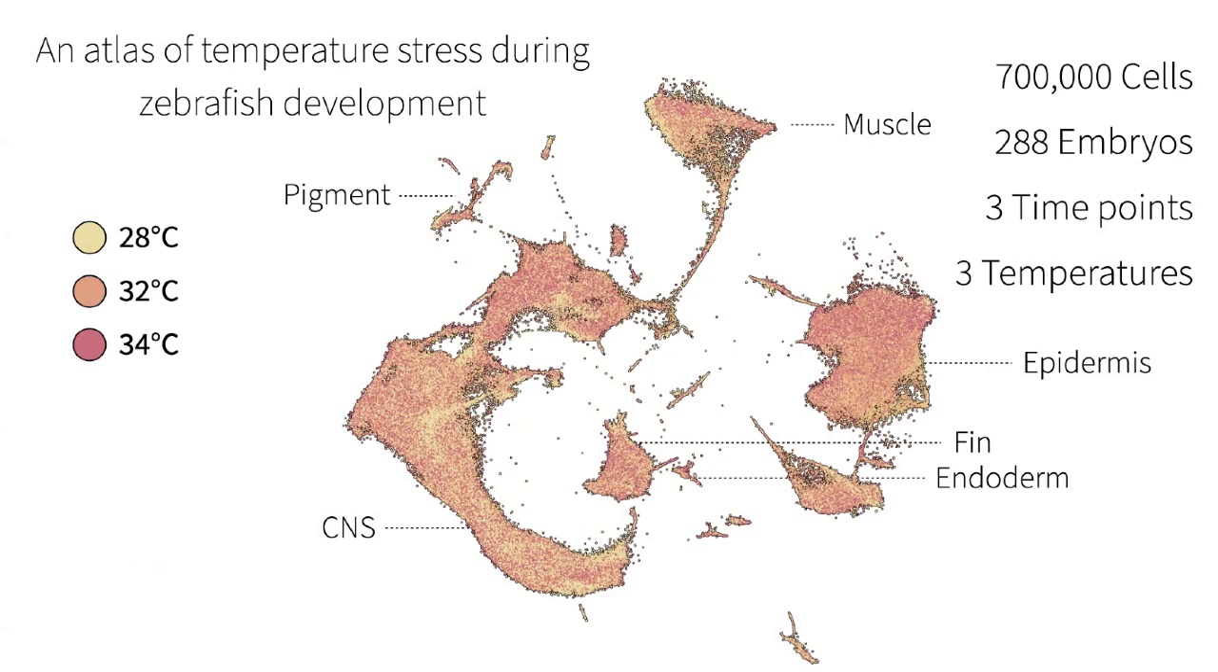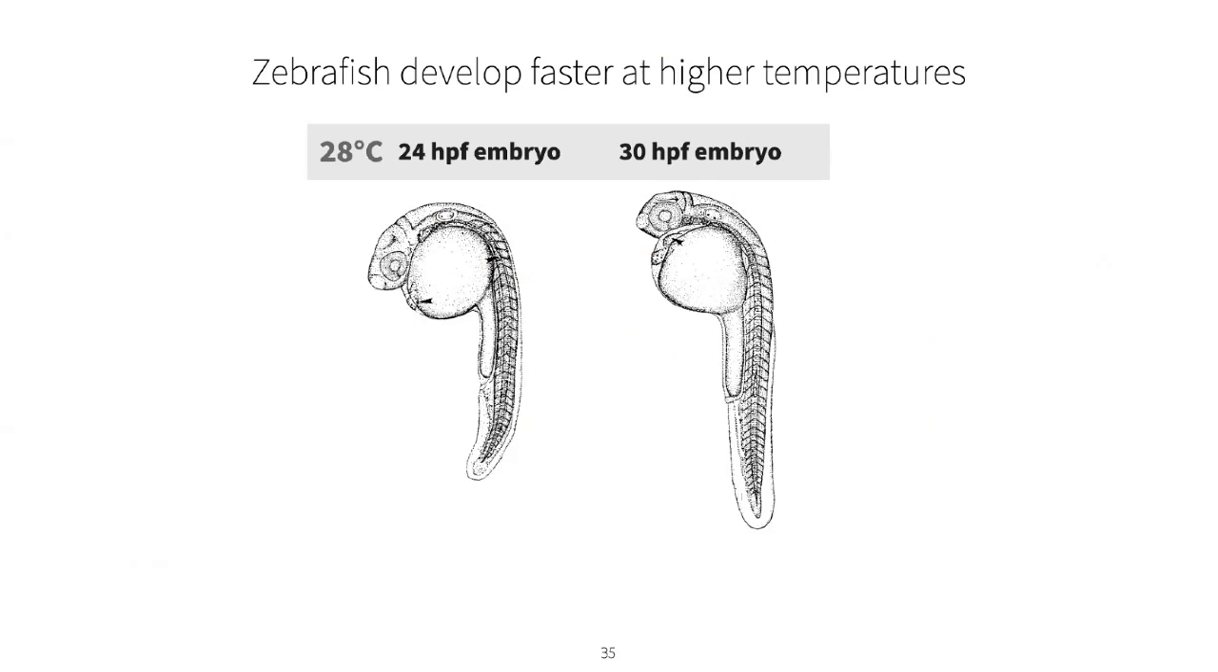And these are all wild type embryos, but some of them were raised in hotter water. Now, we want to study the basis of the variability, but in order to do that, I need to tell you about another thing that happens when you turn up the temperature, which is that development goes faster. So if you look at a 24-hour-old embryo that is in 28-degree water, it'll look like this drawing on the left.